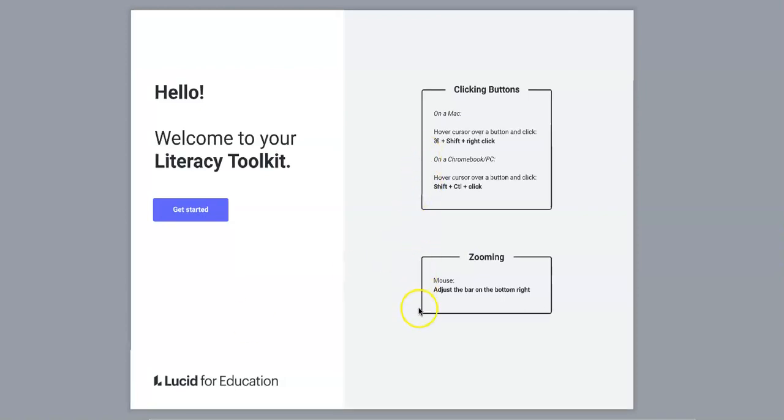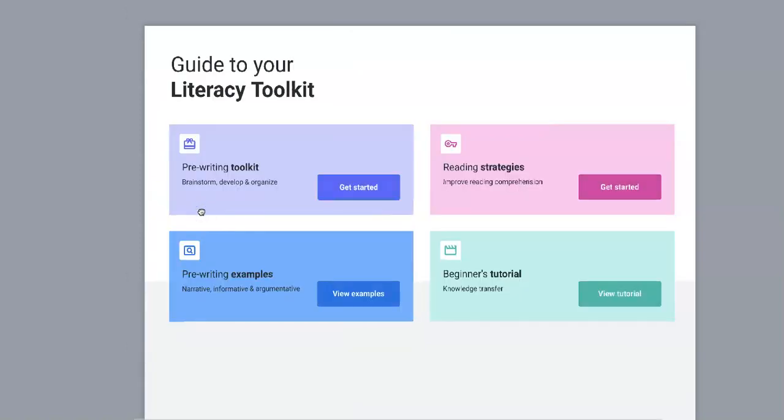On it, we learn how to navigate through the toolkit. Let's go ahead and click on Get Started. When we do, it takes us to the main menu. And from here, we have choices of what we want to do. Are we focusing on our pre-writing, or are we developing reading skills? As an FYI, in the beginner's tutorial, there's a video that walks students through this toolkit.